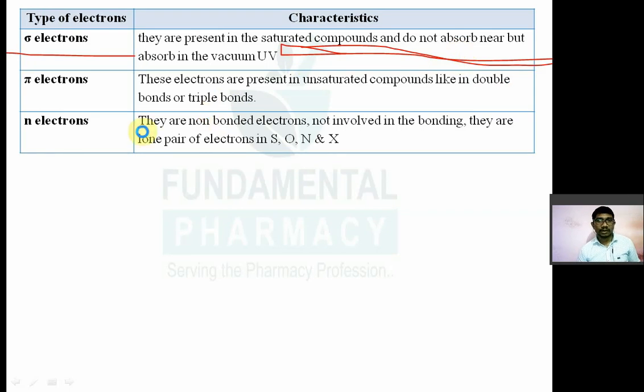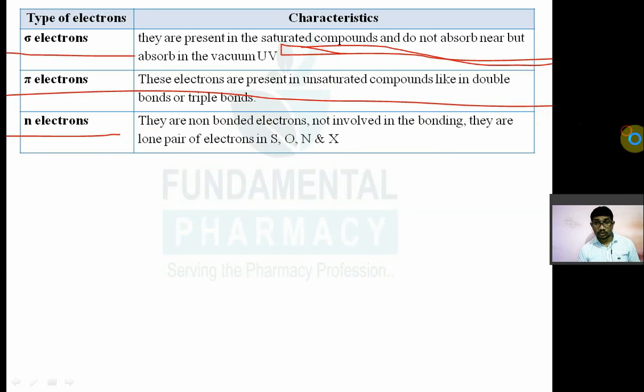Now pi electrons, these electrons are present in unsaturated compounds having double bonds or triple bonds, so they are excited in the UV. Again, n type of electrons are known as non-bonded electrons. They are not involved in bonding, they are nothing but the lone pairs of electrons present on atoms like sulfur, oxygen, nitrogen and halides, chlorine, bromine, iodine. The electrons on them are called non-bonding electrons, or n electrons.